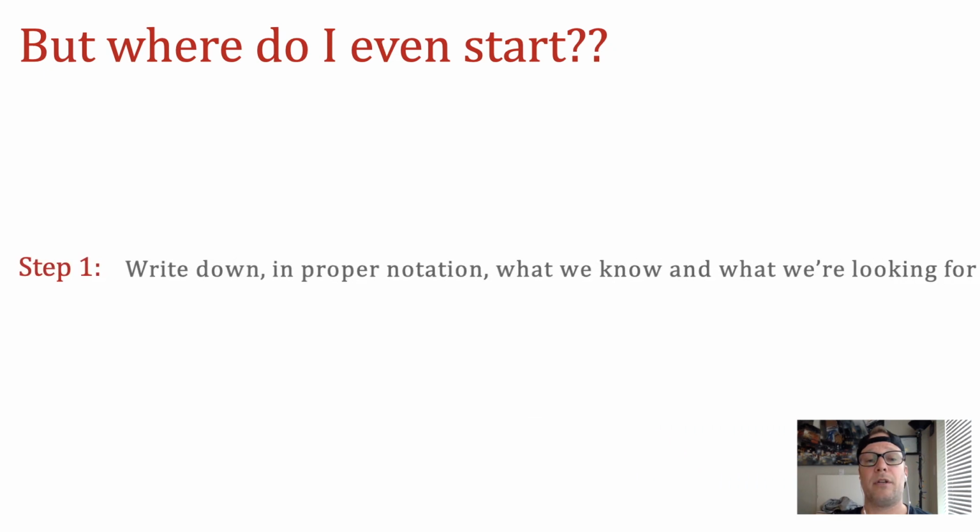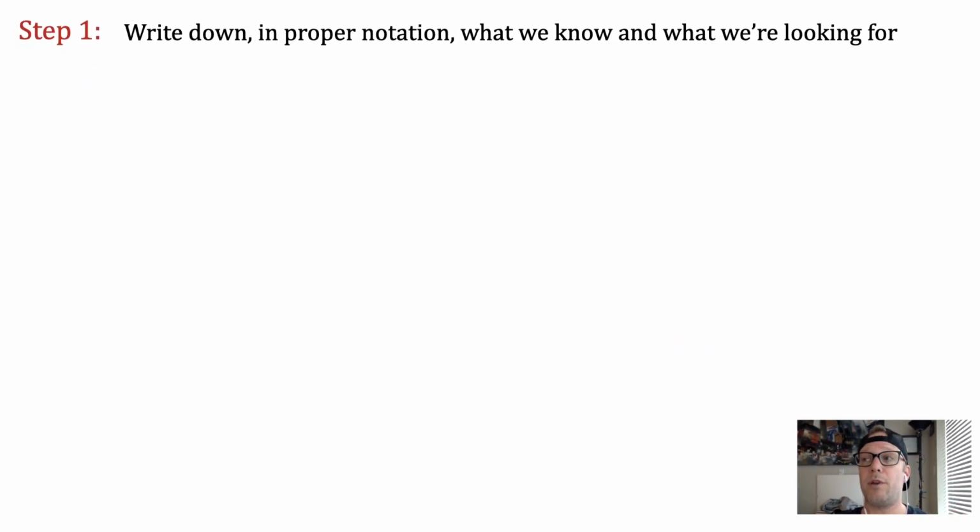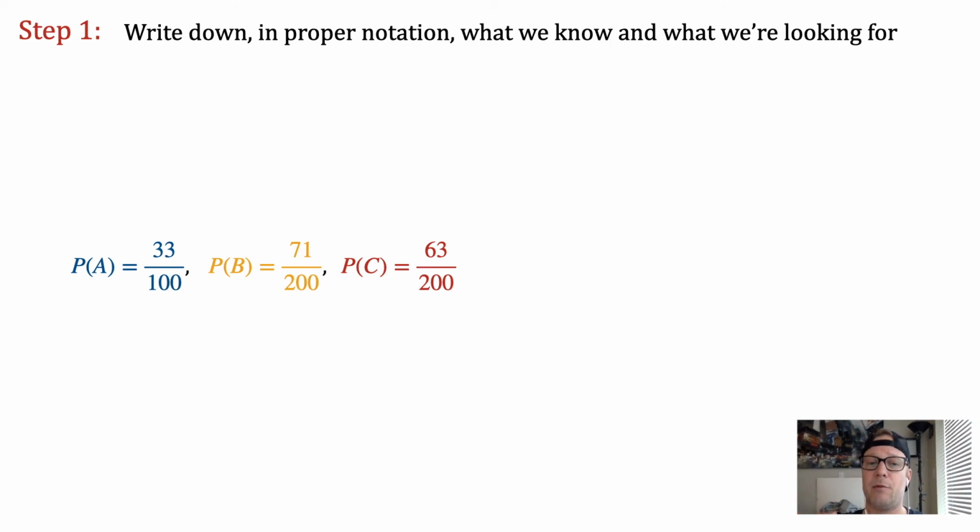we write down in proper notation what we know and what we're looking for. All right? So what do we know? Well, we know we're given the probability of A is equal to 33 over 100, the probability of B is equal to 71 over 200, and the probability of C is equal to 63 over 200. And notice how these are already in proper notation. We have P parenthesis A, P of A is equal to a number. P of B is equal to a number. Same with P of C. So we can just accept those. Those are already perfect for us.